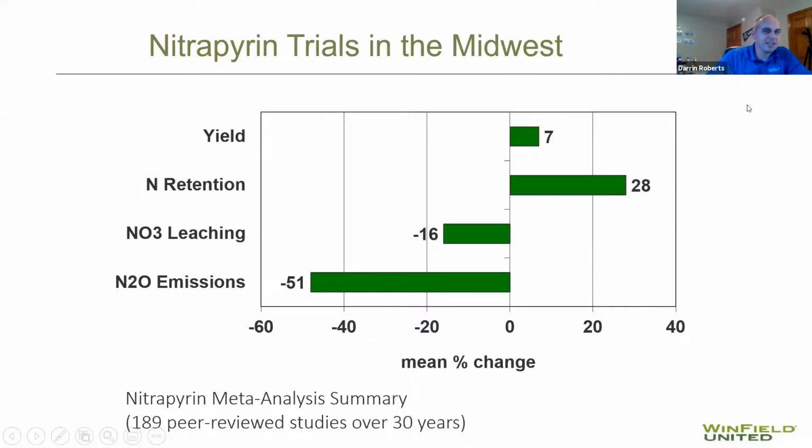So one data slide that I'd like to show related to nitropyrin, this was what's called a meta-analysis. And so it's a summary of a bunch of different trials that have been done over a long period of time. This meta-analysis was done in the early 2000s. And so they summarized close to 200 studies using nitropyrin. And what they looked at is how it impacted yield and retaining nitrogen and reducing nitrogen loss.